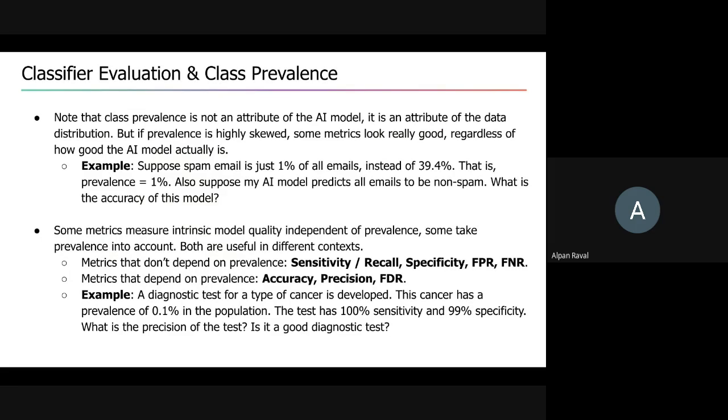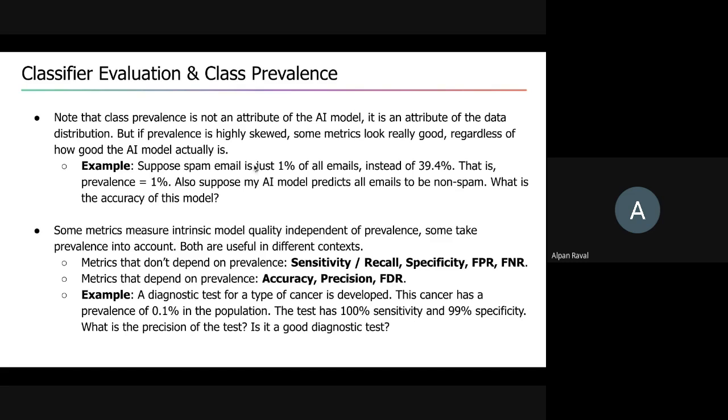So I wanted to get into a discussion of class prevalence and what that has to do with all this. So we've talked about class prevalence, which is really the proportion of data belonging to one of the two classes, right, in a binary classification situation. Class prevalence is not an attribute of the AI model. It has nothing to do with the AI model. It's just the data. It's an attribute of the data distribution.